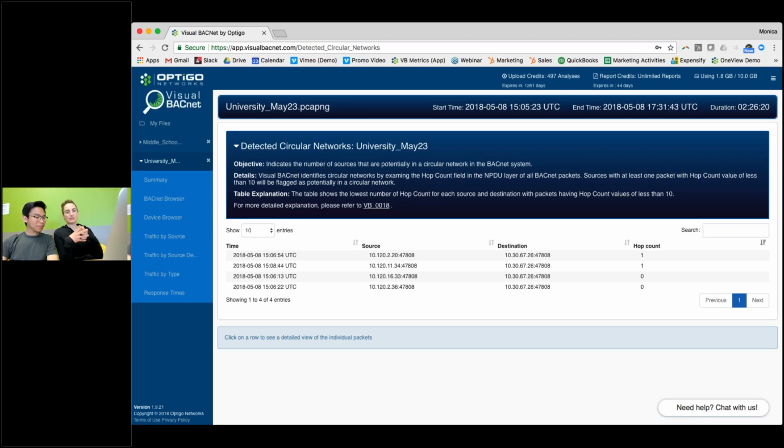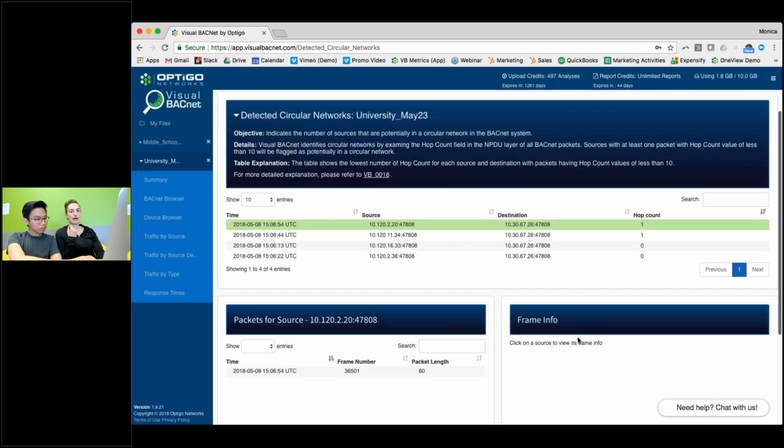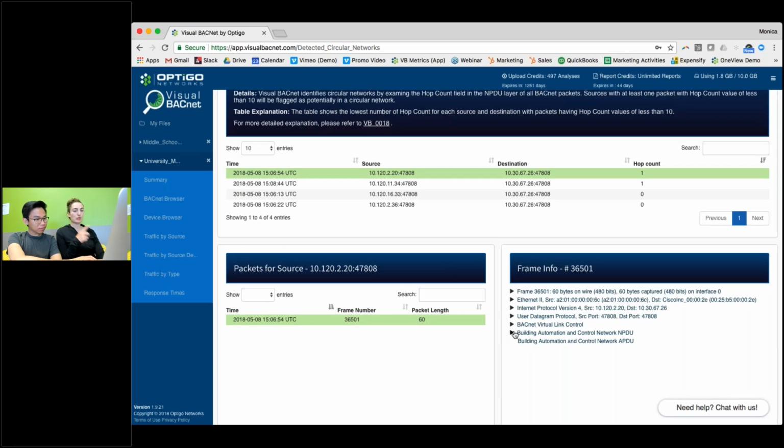For some reference for everyone who's listening, the way that we find a circular network in Visual BACnet is we look at the hop count. Based on the BACnet standard, every single device when it sends a packet, the hop count should be 255. Every time it goes through a router, that router knocks off one number, so it's 254, 253. Most packets won't go through more than a couple routers, maybe 10 in a really crazy scenario. So it's very rare to have a hop count less than 245.